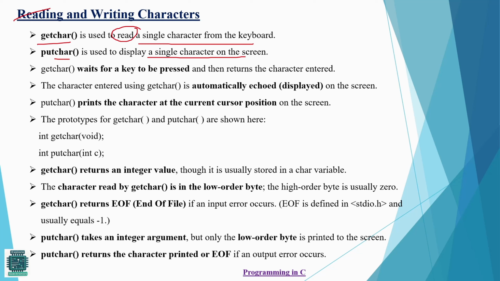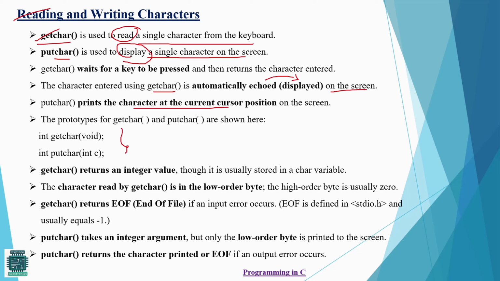You have to write this in your exams. And putchar is used to display a single character on the screen. It's a reading operation and it does the display operation. Getchar waits for a key to be pressed and then returns the character entered. The character entered using getchar is automatically echoed. Echoed is nothing but display, on the screen. Putchar prints the character at the current cursor position on the screen.